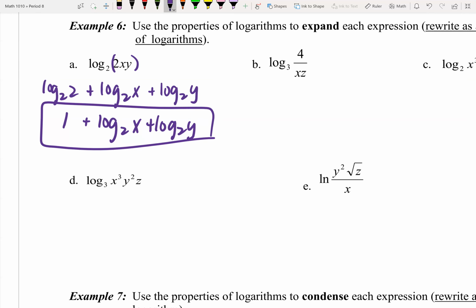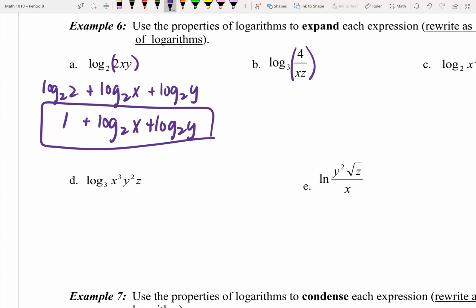Question B is the most commonly missed question, period. On expansion and condensing, it's always B. I want you to put parentheses around it. You don't have to, but it's way better. Don't do it yet. Let's talk about it for a second. How many times am I going to write the word log right now? How many? 3. One for the 4, one for the x, and one for the z. Who says I understand that?